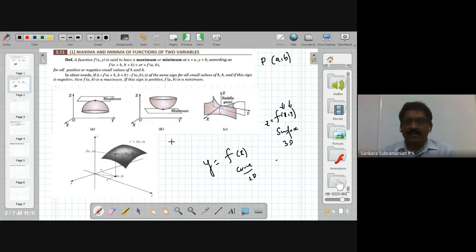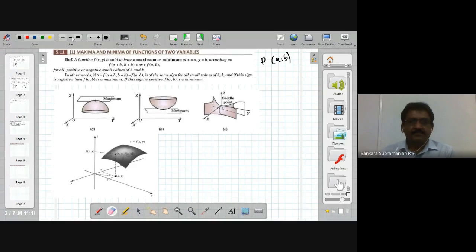So what do you mean by that? Anyone? Can you guess what it says? When can you say the function is maximum?